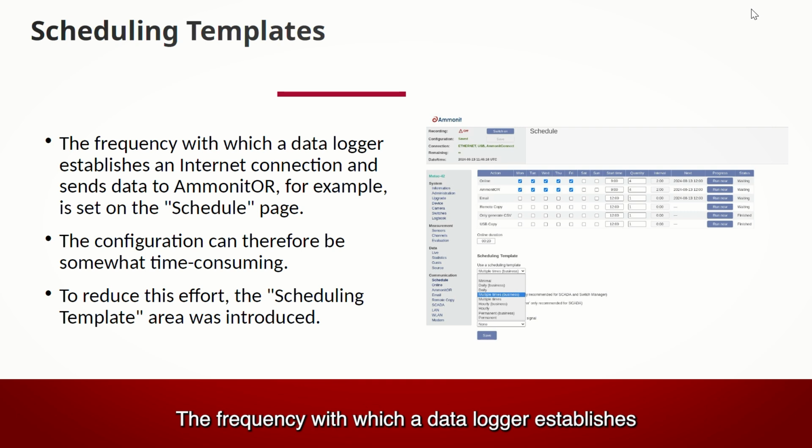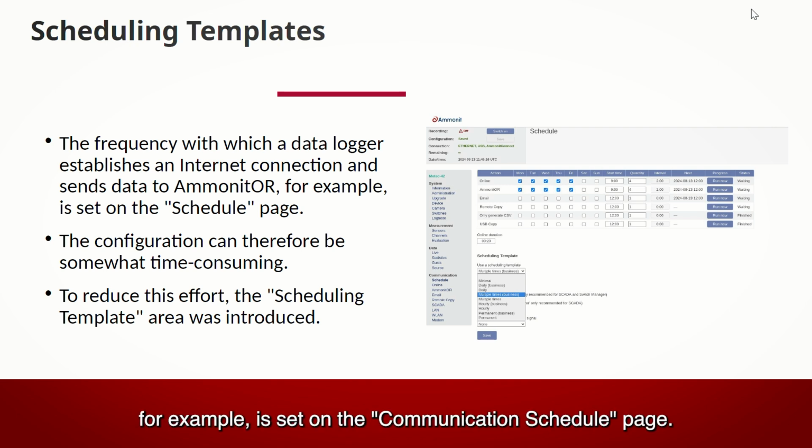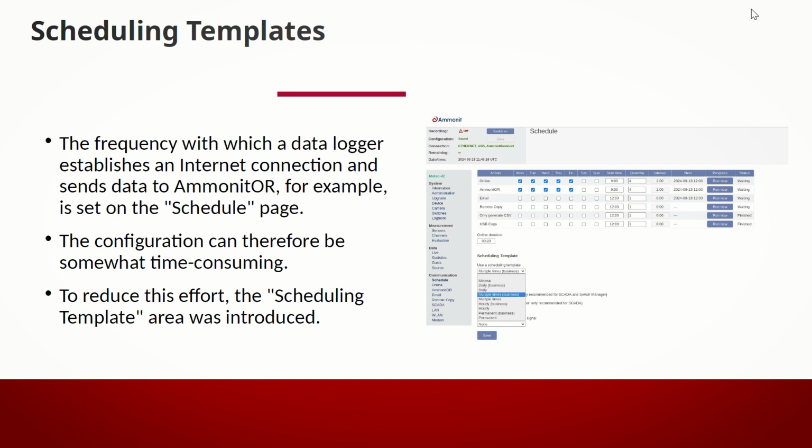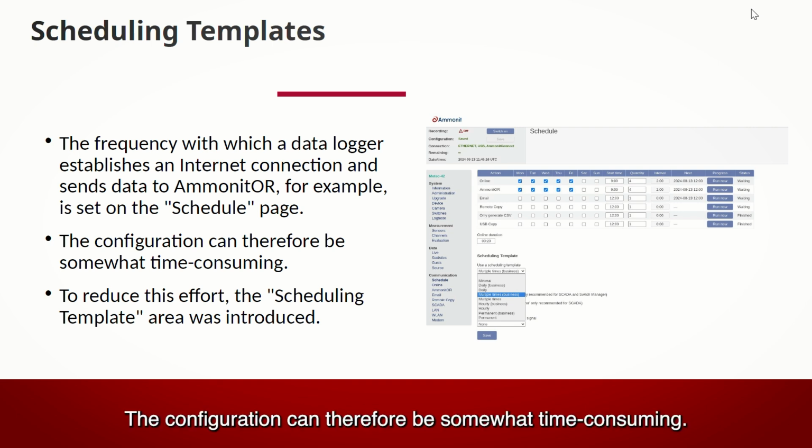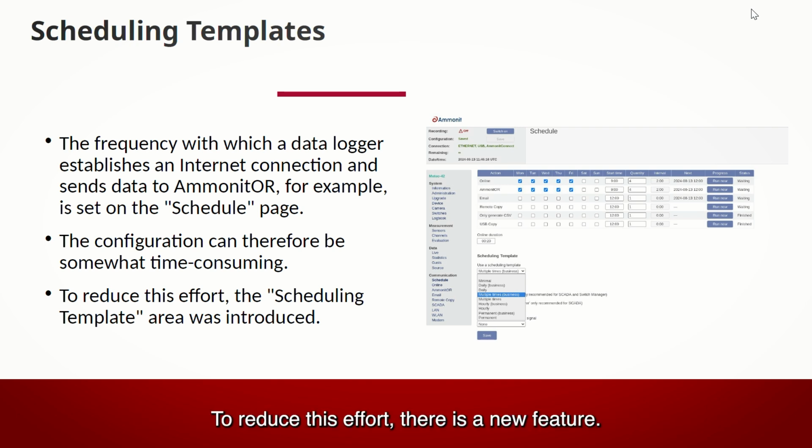The frequency with which a data logger establishes an internet connection and sends data to Ammonit OR, for example, is set in the communication schedule page. The configuration options are very fine-grained. The configuration can therefore be somewhat time-consuming. And in order to reduce this effort, there is a new feature. In the scheduling template area, you can now choose between several typical settings via a drop-down menu.